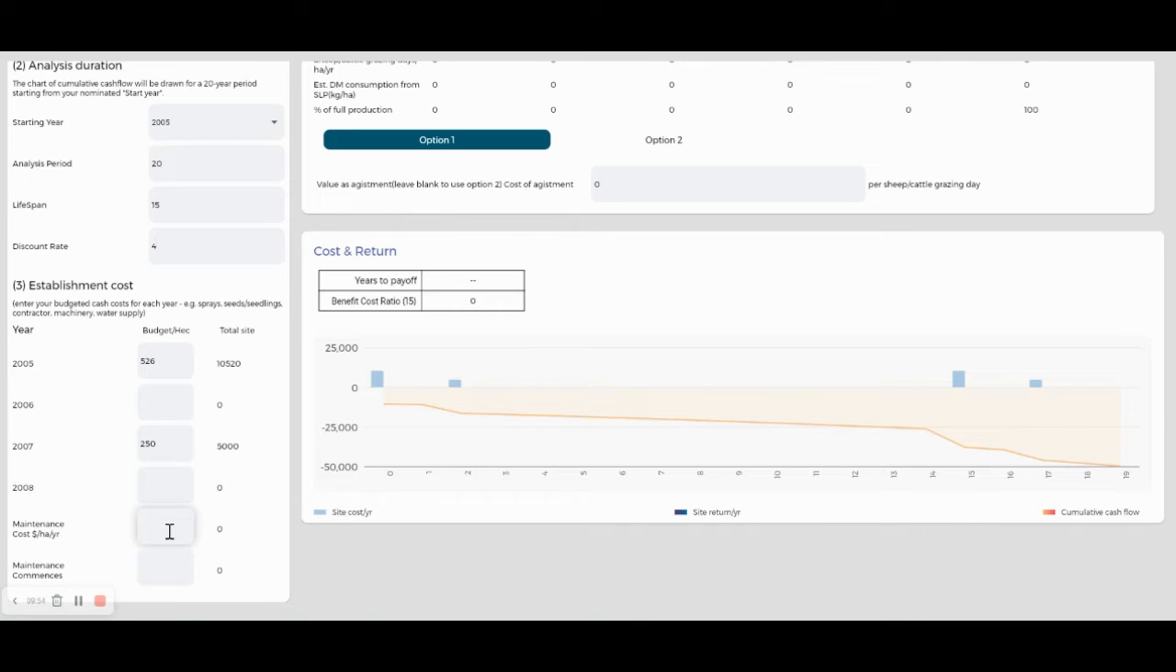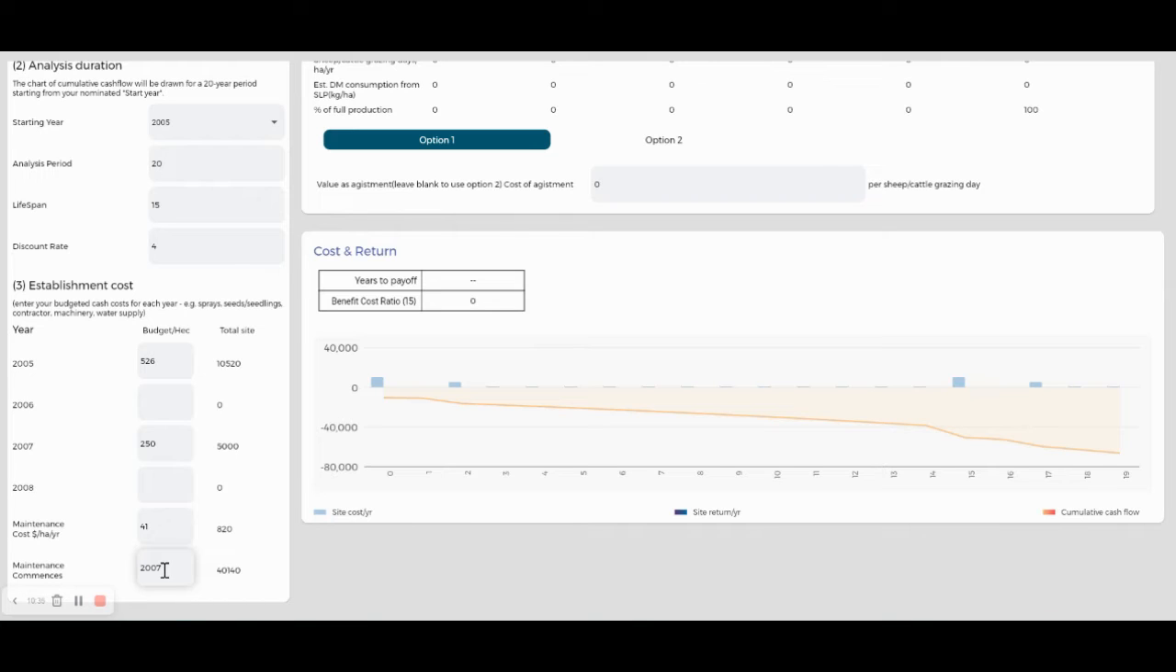There's also capacity to enter the maintenance cost per year. So this is things like if you're fertilising, costs of maintaining the water, particularly, as the water is obviously very important when grazing saltland pasture. For the case study site, that was around $41 per hectare per year, so for the total site, that was $800 per site. And the maintenance commenced in 2007, so at the beginning of grazing.